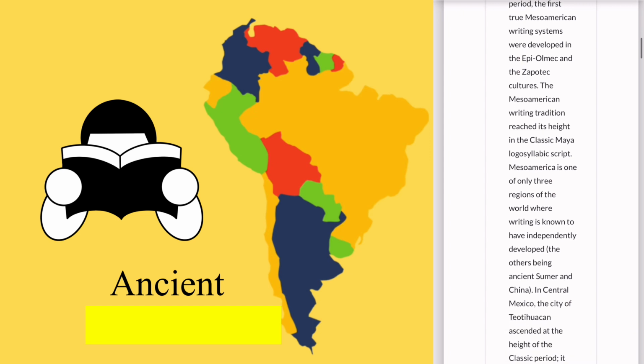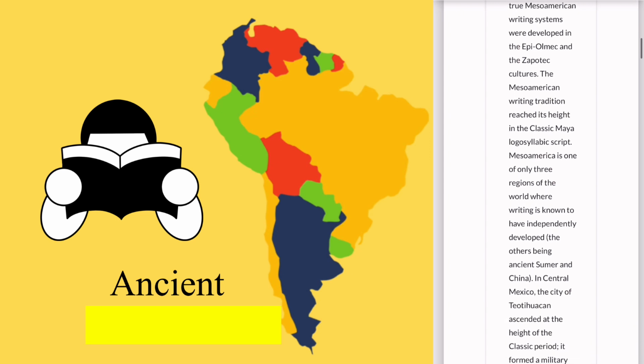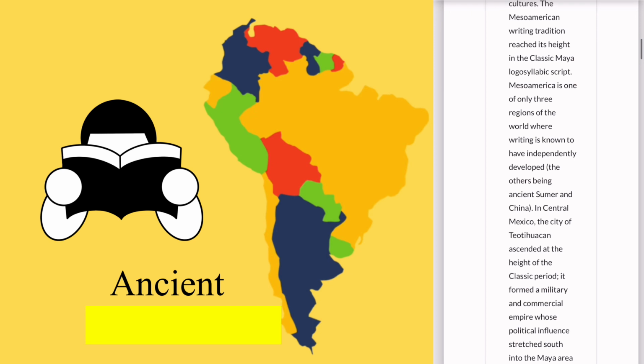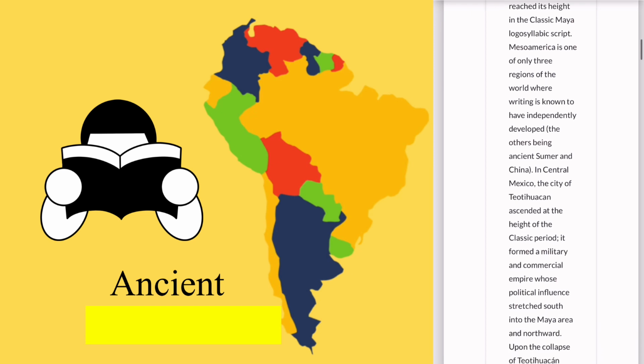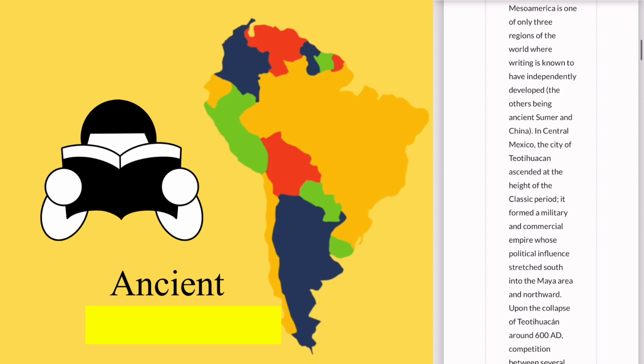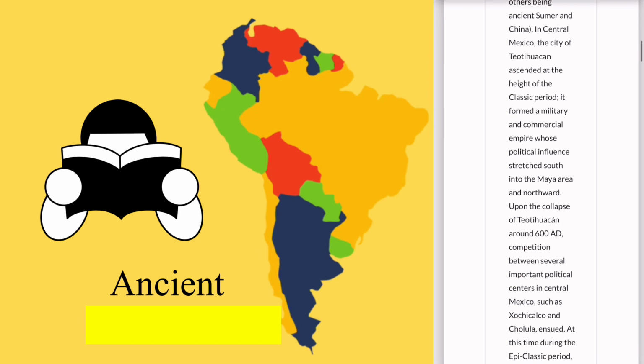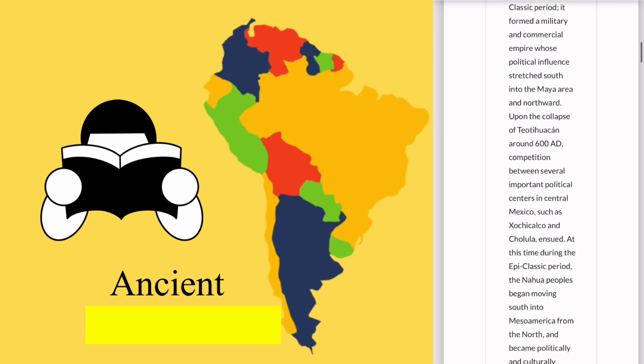Upon the collapse of Teotihuacan around 600 AD, competition between several important political centers in central Mexico, such as Xochicalco and Cholula, ensued. At this time, during the Epiclassic period, the Nahua peoples began moving south into Mesoamerica from the north and became politically and culturally dominant in central Mexico, as they displaced speakers of Otomanguean languages.